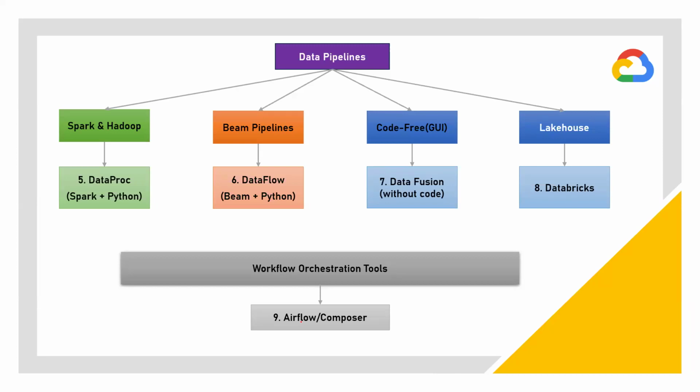So for data pipelines, if one wants to create Spark and Hadoop pipelines, we are learning one service called Dataproc, that is 1. For Beam pipelines, one more data engineering framework, that is Beam, we are learning Dataflow, that is 2. Then 3, 4, 5. When it comes to data pipelines, 5 services we are covering.